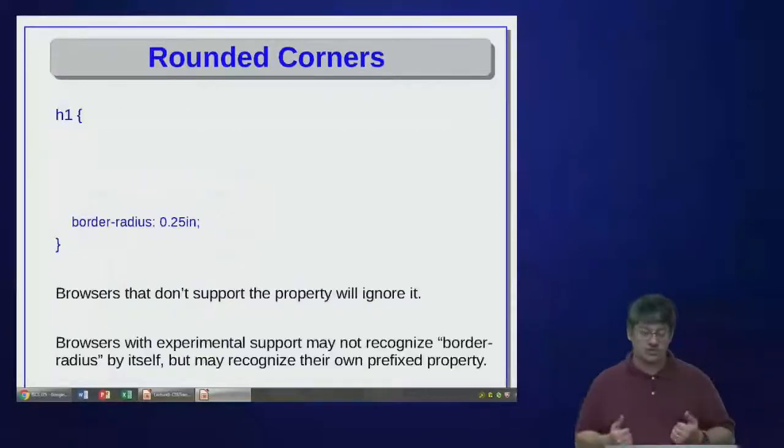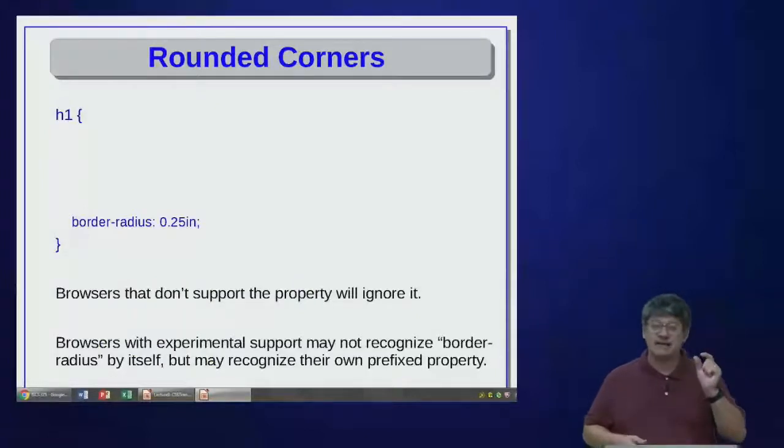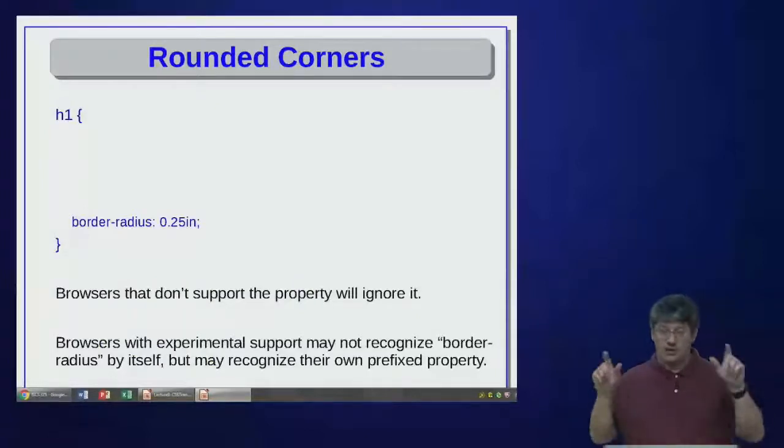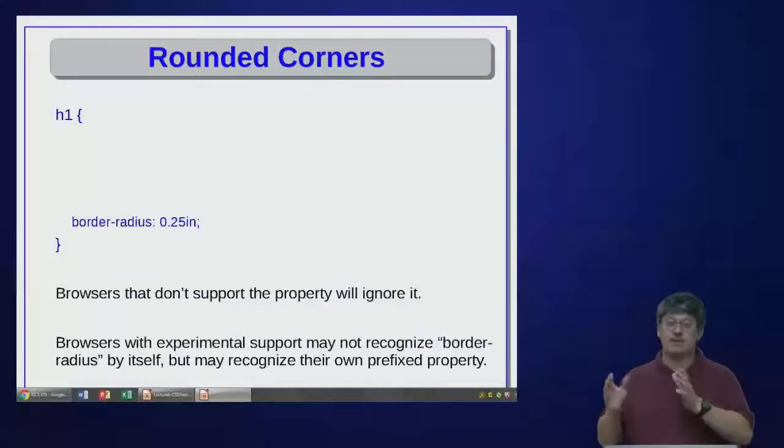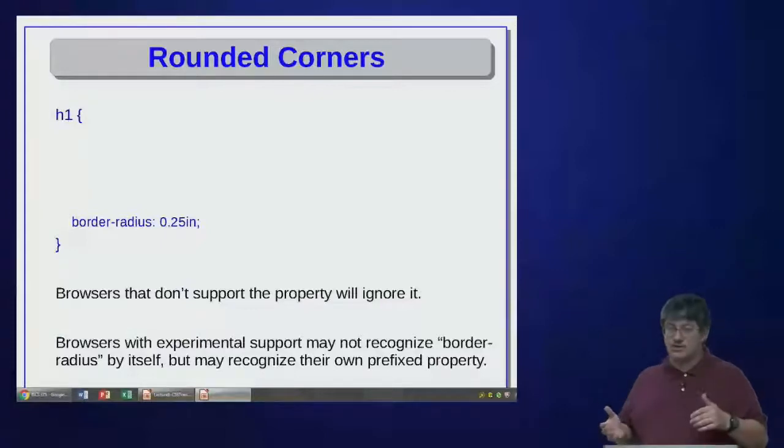So let me show you what this looks like. Suppose I have an H1 tag, and I want to style it so that it has rounded corners. I can do that by giving it a border-radius, and in this case I'm going to give it a border-radius of a quarter of an inch. Now, browsers that don't support this property fully will just ignore it. So in most modern browsers, this will be ignored.